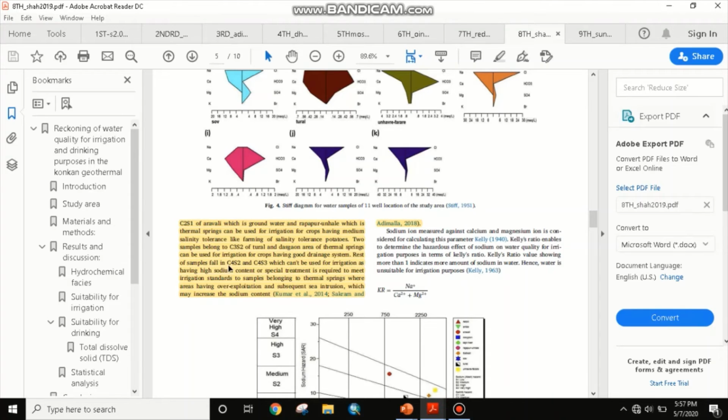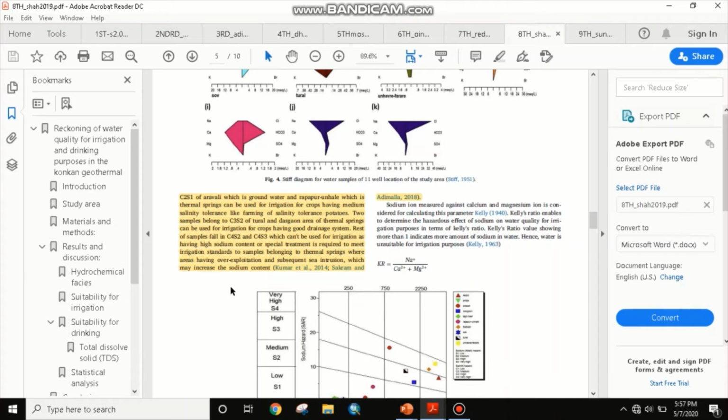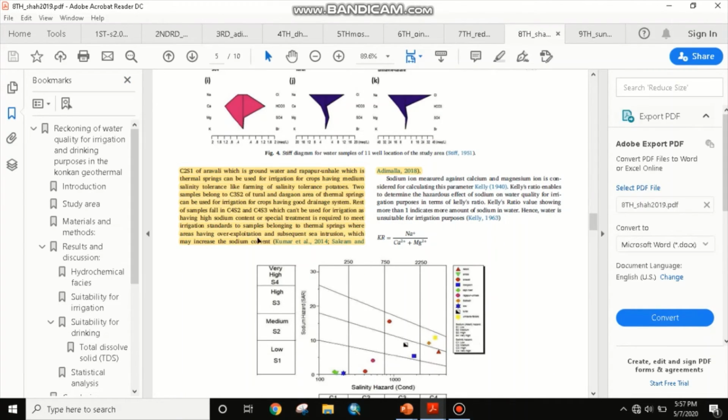The rest of the samples fall in C4S2 and C4S3, which can't be used for irrigation as they have high sodium content, or special treatment is required to meet the irrigation standard. Two samples belong to thermal spring, where areas have been over exploited and subsequent sea intrusion, which may increase the sodium content.